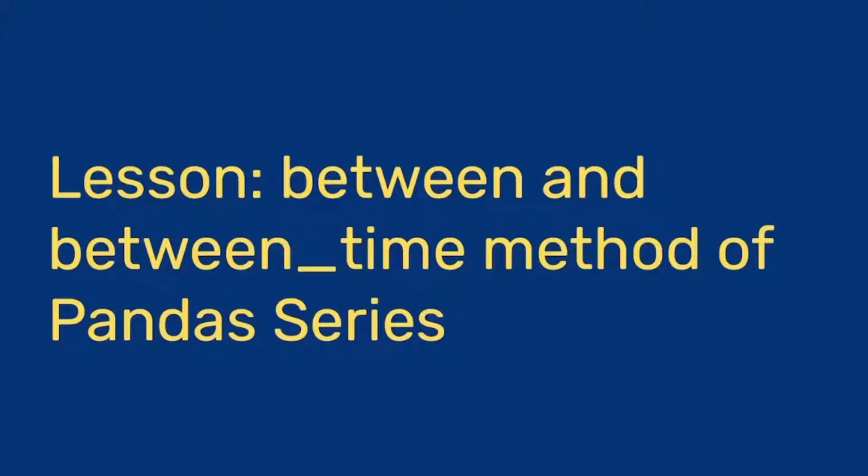In today's video, we will discuss the between and the between time methods of the series. The between method is used to filter the data when two different left and right boundaries are given. The output of this method is usually a boolean, that is either you get a true or a false depending on the condition. So let's see an example in Python to understand this.